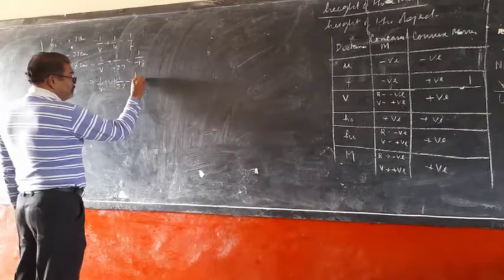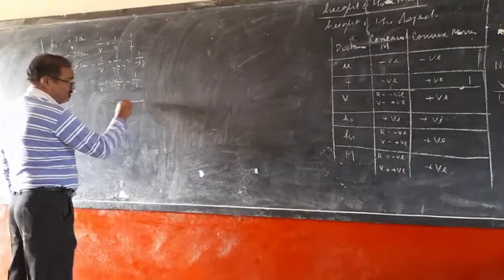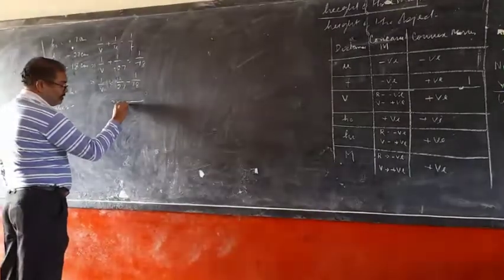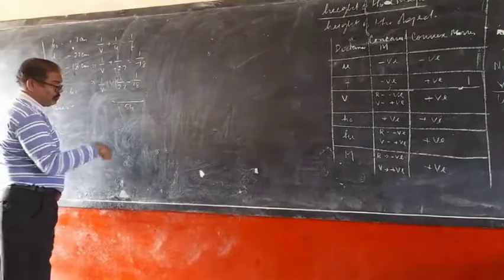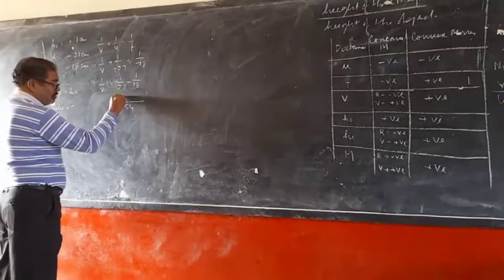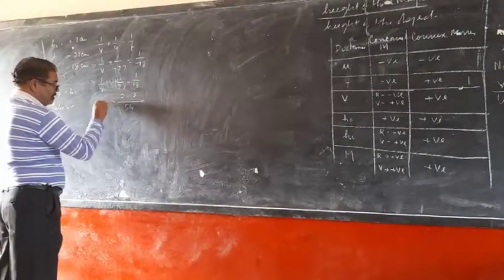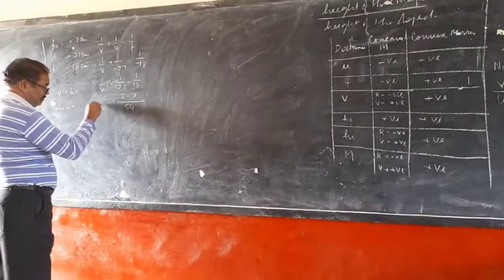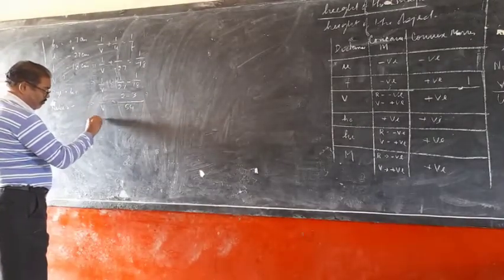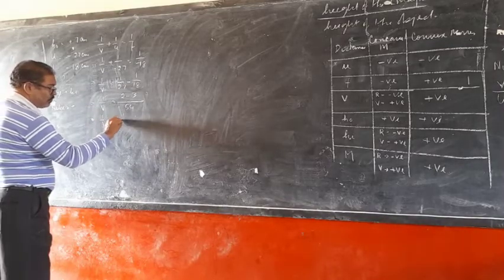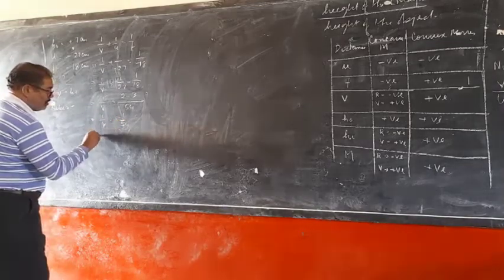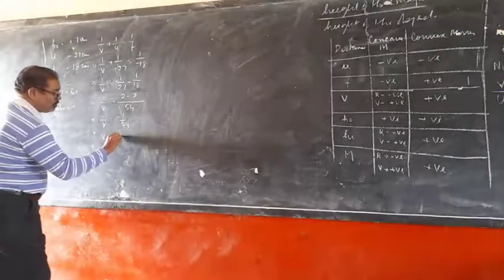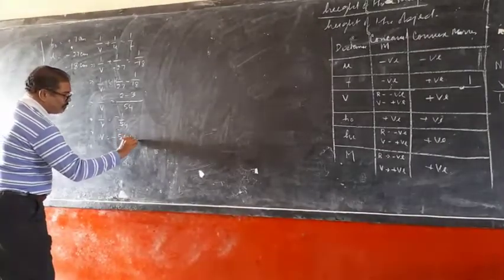The LCM of 1 upon 27 and 18, that is 54. 27 गुना 54 और 18 में. 1 upon V is equal to minus 1 upon 54. So V is equal to minus 54 centimeter.